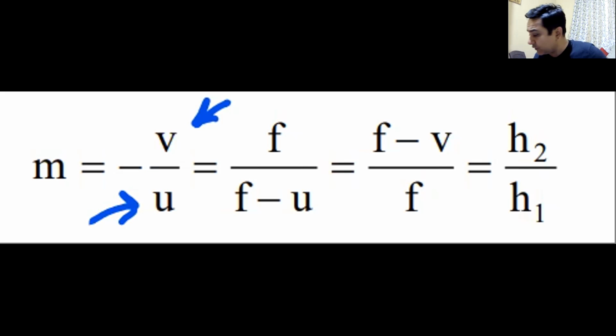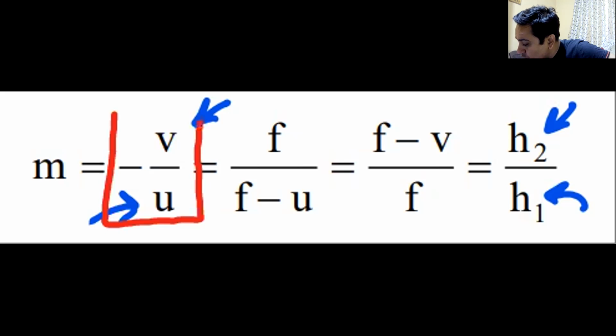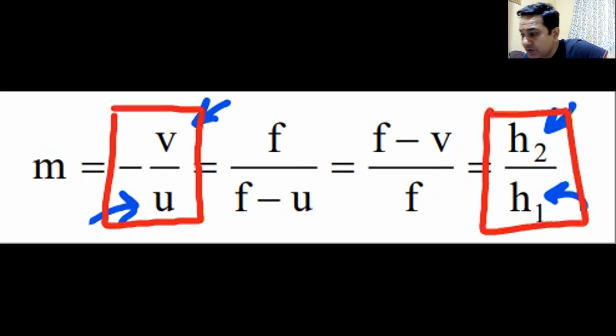This is one formula that you have seen, and that is equal to h2 by h1. What is this h2? Height of image. What is h1? Height of object. Great. So you see, v u, the red box, is equal to v by u minus v by u is equal to h2 by h1.